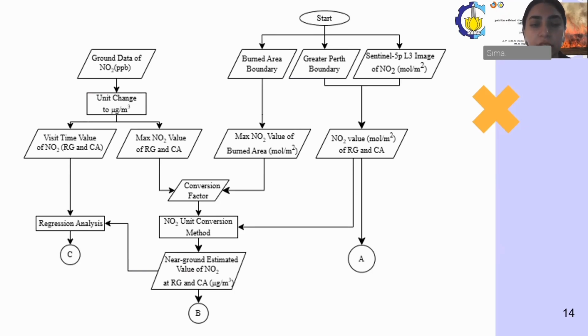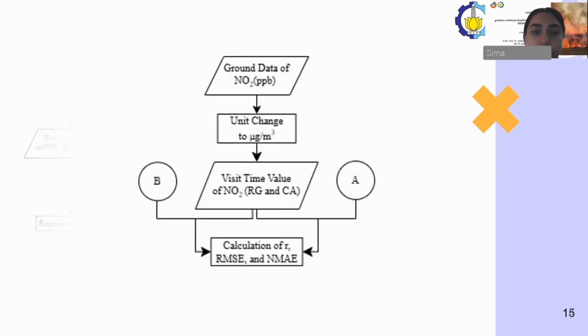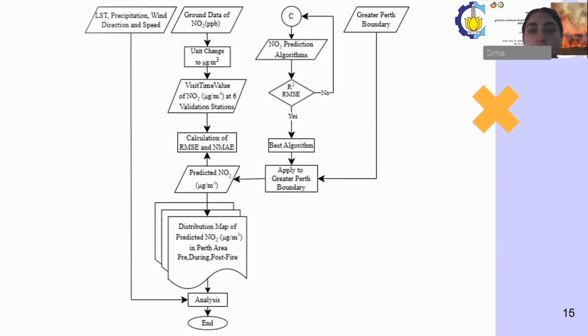After seeing how the unit conversion affects the accuracy, regression analysis was done between the converted, or estimated, data from the satellite and the ground station data. From that, several algorithms can be obtained, and the one that has the highest R square and lowest RMS error was chosen as the best algorithm. And then it was applied to the whole Perth area.